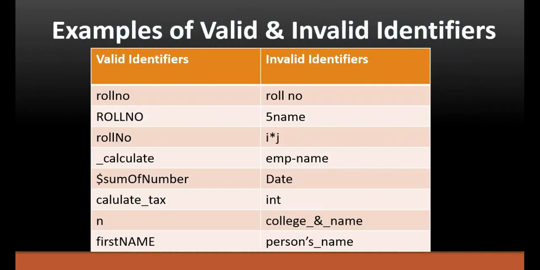Next we have examples of valid and invalid identifier. So you can see in this table I have given list of valid and invalid identifiers.